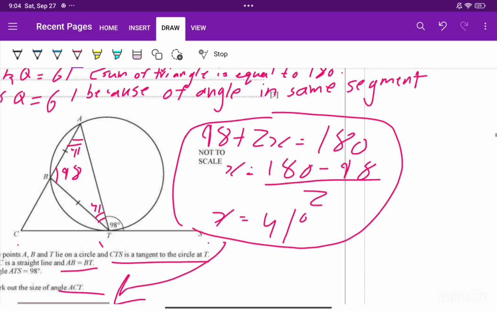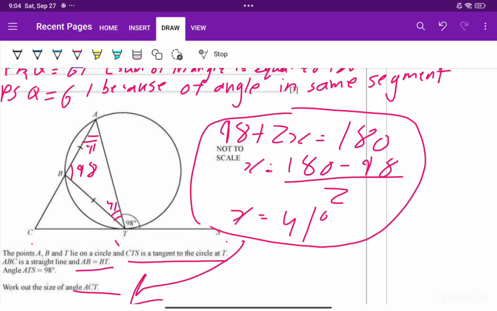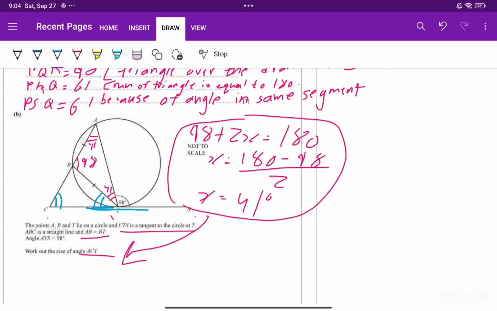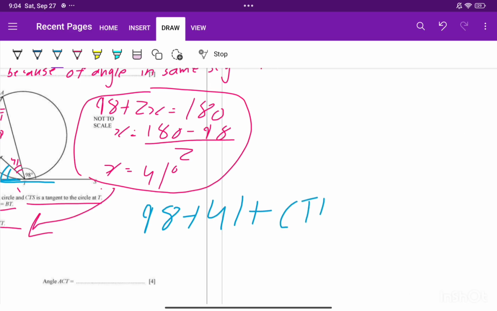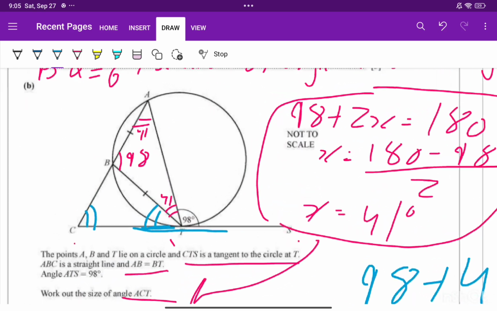Okay, we have to find ACT. We need to find this triangle. Now we can find this angle, because as we know CTS is a tangent, this is a straight line, and the angles will be equal to 180. So we can write 98 plus 41 plus CTA is equal to 180. So this gives us the answer: CTA is also equal to 41.